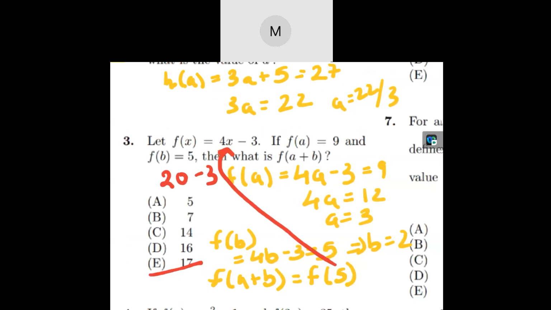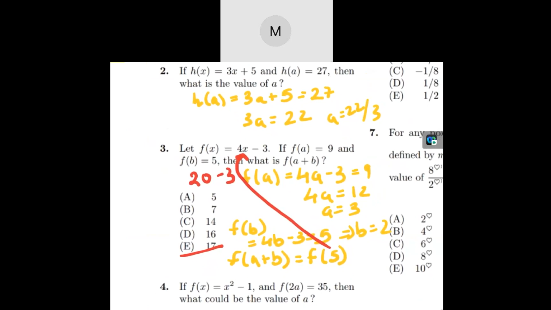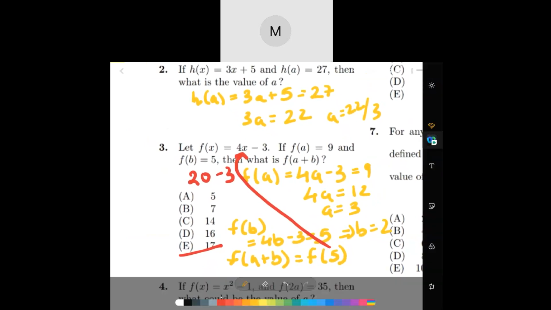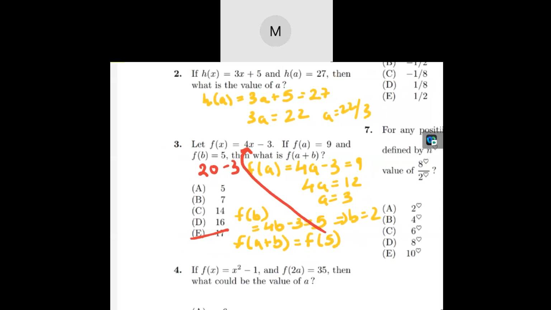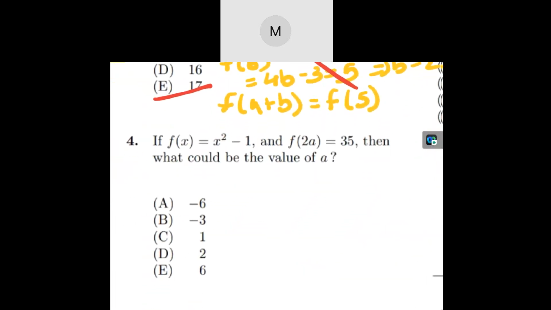This is a very common question in the SAT. Most of the time people just add 9 and 5 to get 14, but that's not correct. For f of a plus b, you have to find what a and b are. You have to add them up and then find out what actual number you are trying to find the value for in the function. With number 4, so we'll take a look at number 4 now.